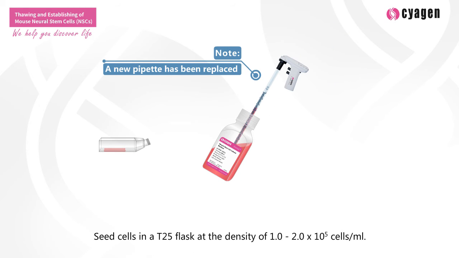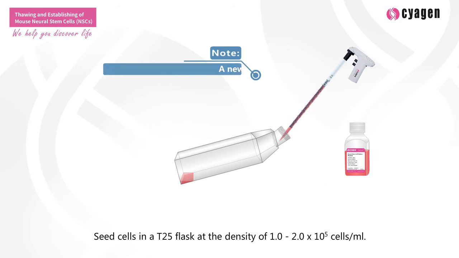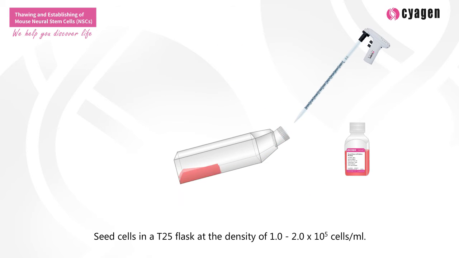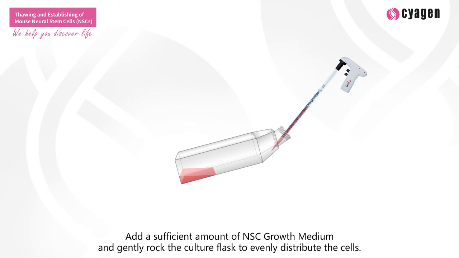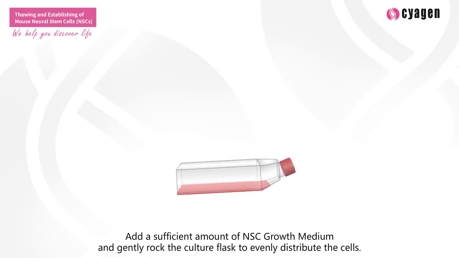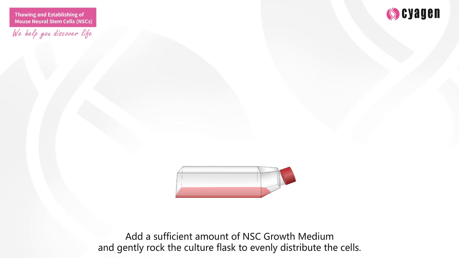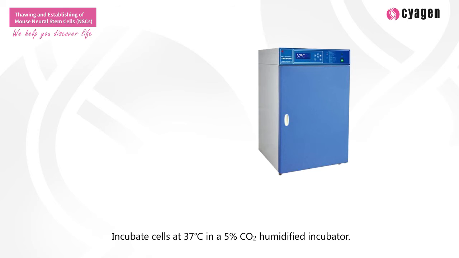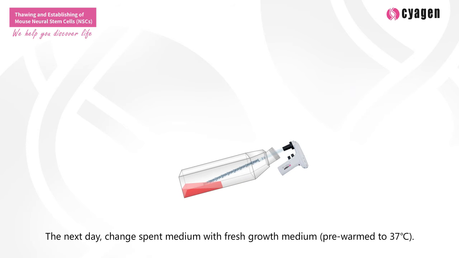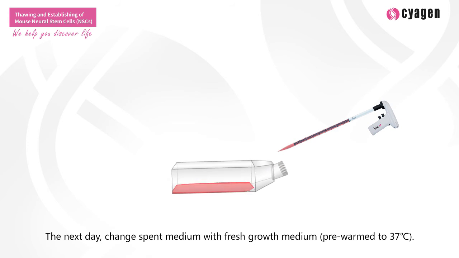Seed cells in a T25 flask at the density of 1 to 2 times 10 to the 5 cells per ml. Add a sufficient amount of NSC growth medium and gently rock the culture flask to evenly distribute the cells. Incubate cells at 37 degrees in a 5% CO2 humidified incubator. The next day, change spent medium with fresh growth medium.